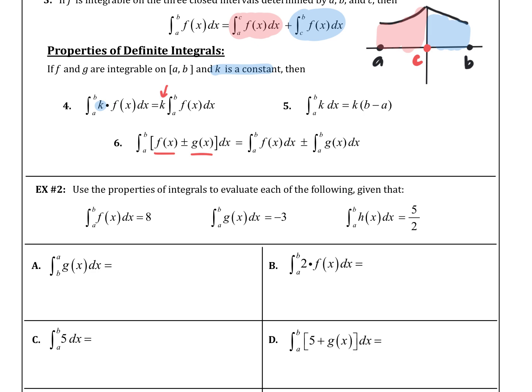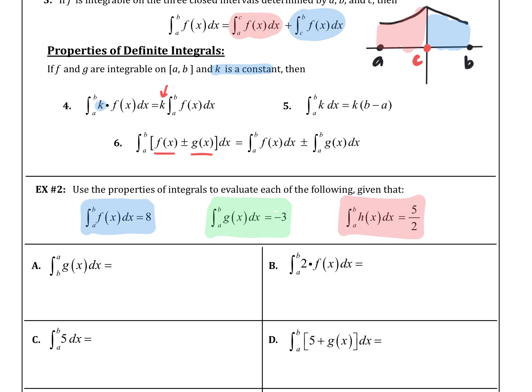So let's use these properties down below to answer these 6 questions here. For this set of 6 questions, we're given the integral from a to b of f of x is equal to 8. We're given that a to b of g of x is equal to negative 3. And then we're given that from a to b of h of x, we're given 5/2. So we're going to use those 3 things and plug those values into the functions we're given, using our properties.